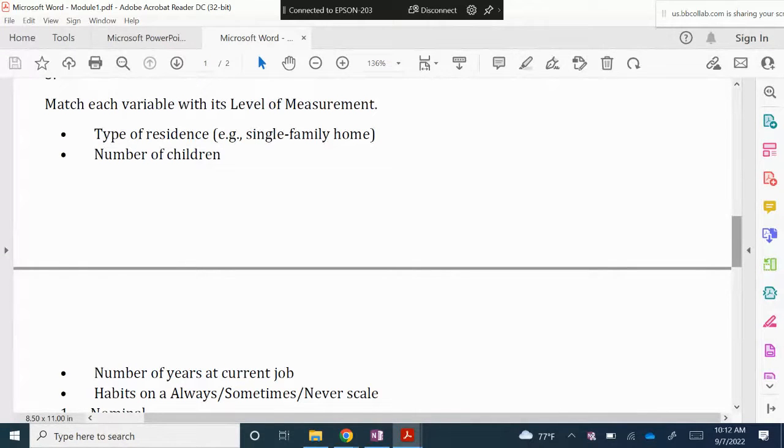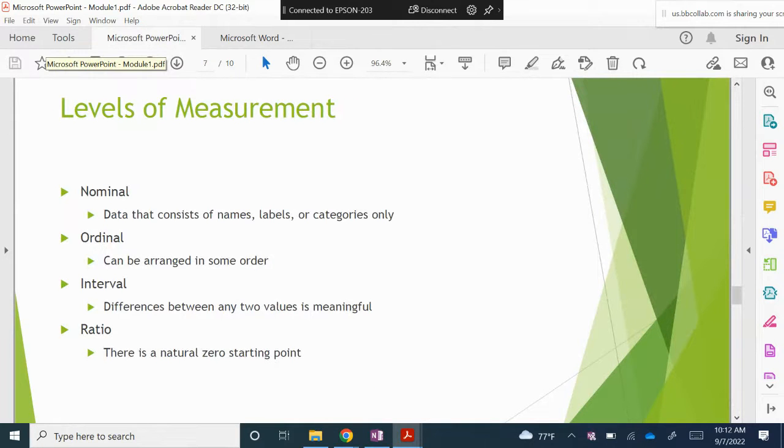So now the number of children. Okay, is that data that consists of names, labels, or a category? No, right? I'm actually reading from this. I wish I could pull both of them up at the same time. So we're looking at number of children. Is that data that consists of names, labels, or categories? No. So I'm gonna go to the next one. Number of children. Can they be arranged in some type of order?